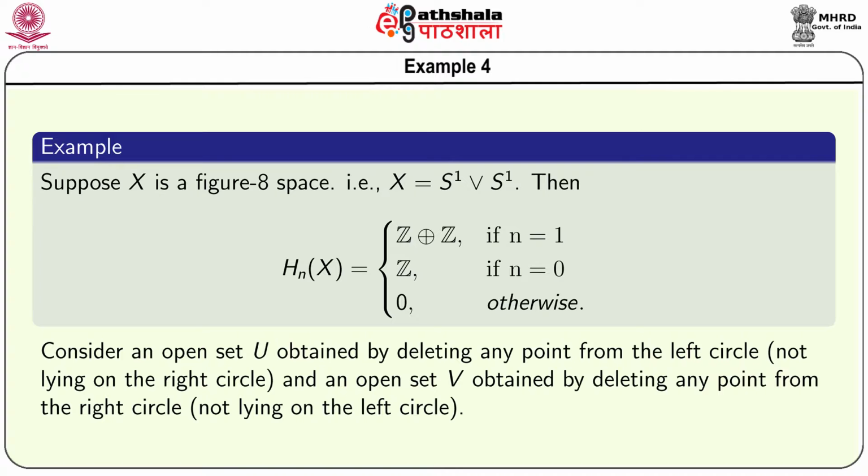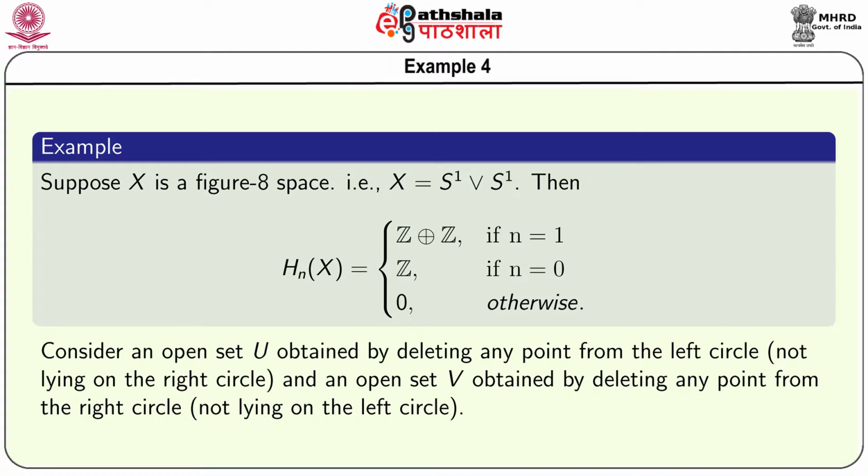Next, we see another example where we compute the singular homology group of the figure 8 space. Suppose X is a figure 8 space. That means it is S^1 wedge S^1. Now, for Hn(X), we want to show that it is Z direct sum Z when n is equal to 1, it is Z when n is equal to 0, and it is trivial in all other cases.